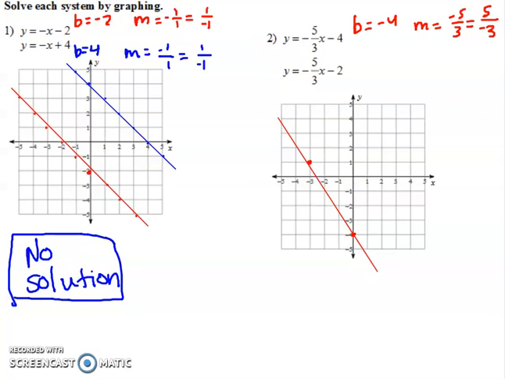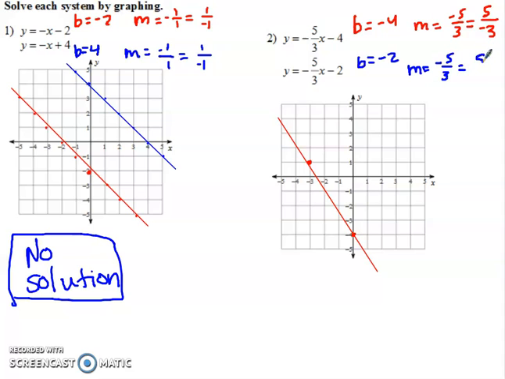And my second equation has a y-intercept of -2 and a slope of -5/3. So I see that these have the same slope. So if their y-intercepts are different, then they are parallel. Notice that these are different, so I can expect my lines to be parallel.